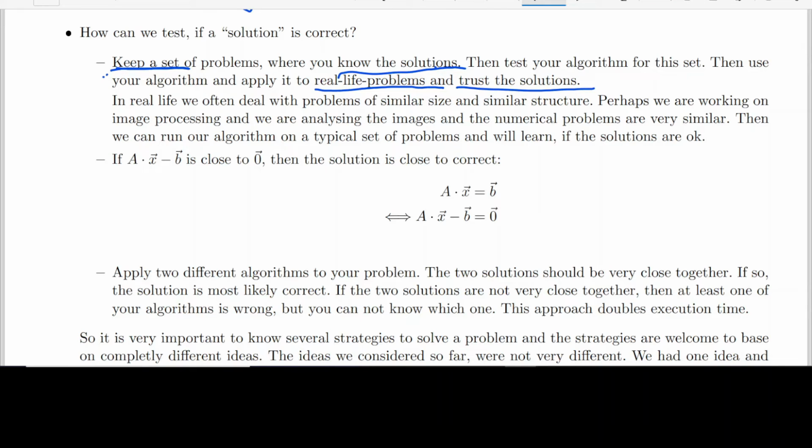So one more thing: maybe you're working on image processing, and every tenth of a second you have to analyze an image, and it's very close to the image you had last time, and the situations are, maybe you are always on a street, and so you have very similar situations.